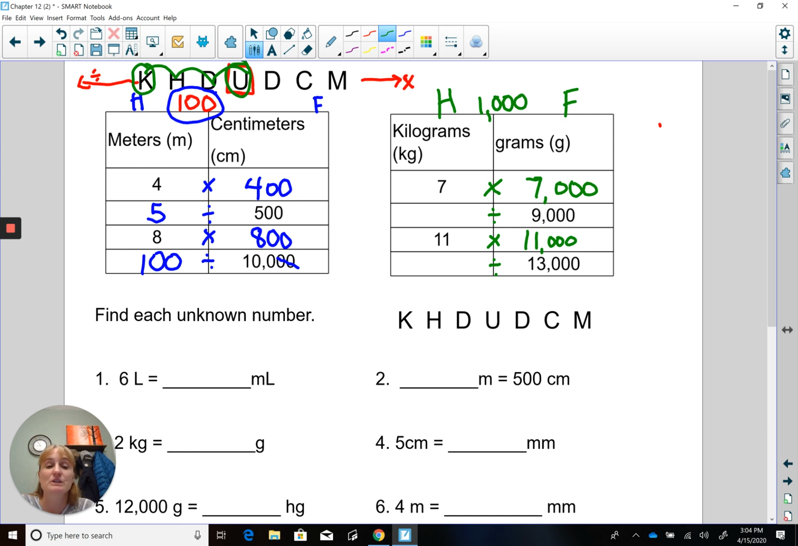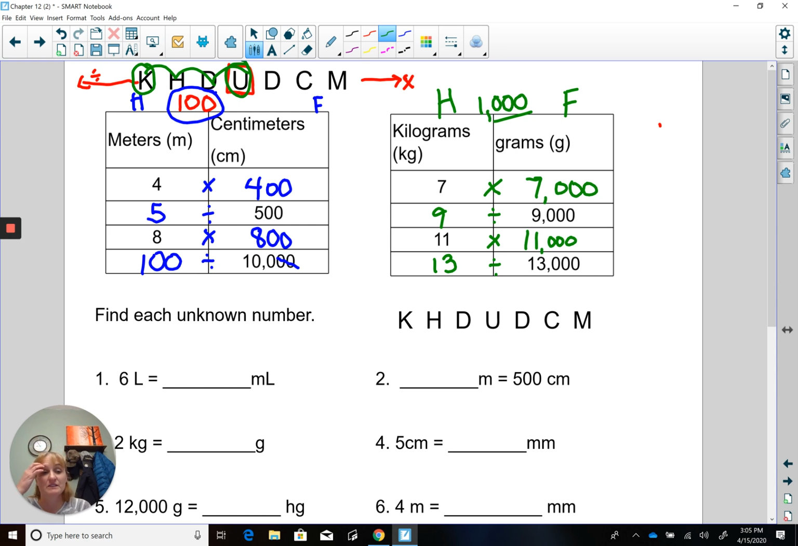eliminated the zeros, we're going to do the same thing here, but now we're dealing with 1,000. So that means we're going to eliminate 3 zeros. So if we eliminate 3 zeros from 9,000, we're dividing by 1,000, which then winds up giving us 9. Okay? 13,000, we eliminate 3 zeros, we get 13. Okay, does that make sense?